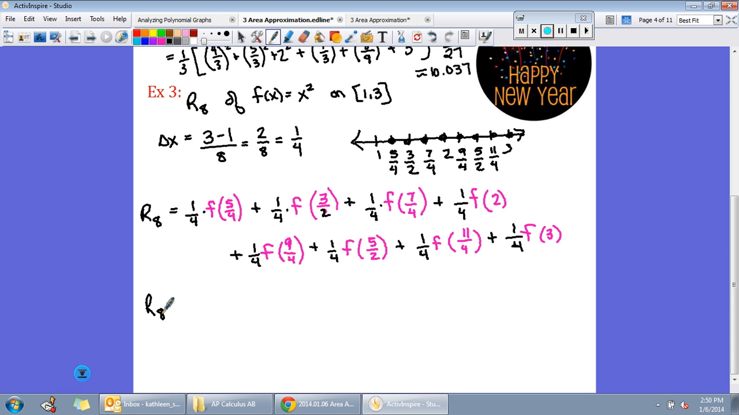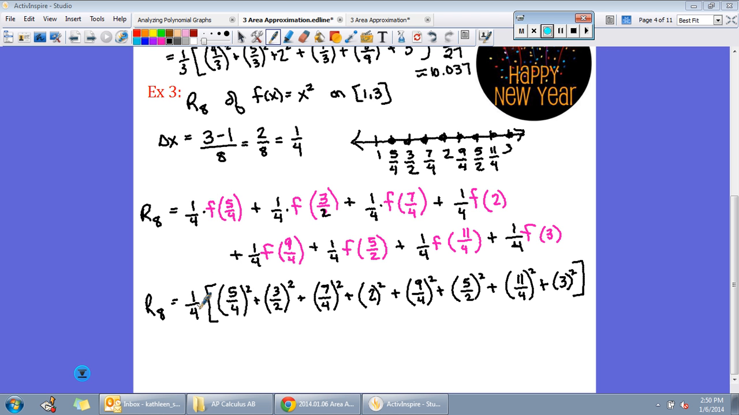When you pull out the 1/4 and you plug in the actual function, you're going to get 1/4 times 5/4 squared plus 3/2 squared plus 7/4 squared plus 2 squared plus 9/4 squared plus 5/2 squared plus 11/4 squared plus 3 squared. So in the end, we get R8 equal to 155/16, or 9.6875. And that's how you do a right-handed, or right-sided, Riemann sum.